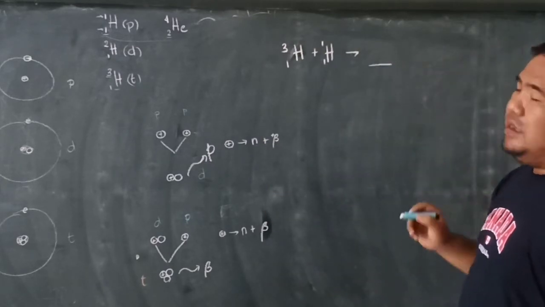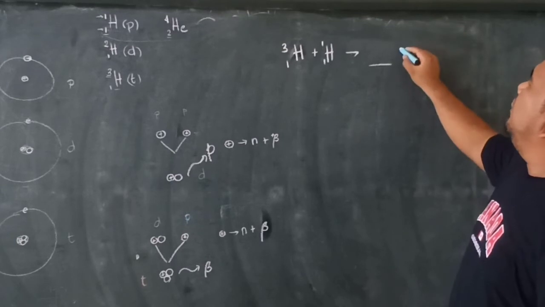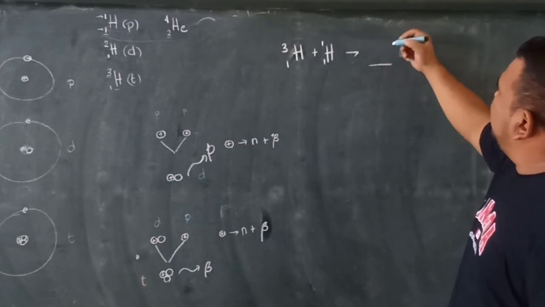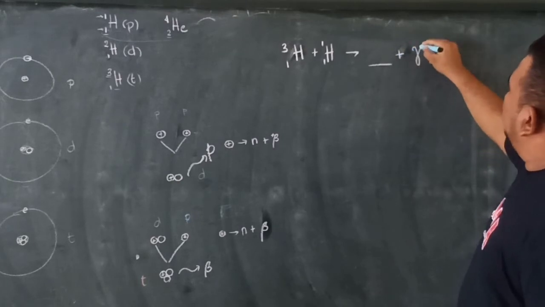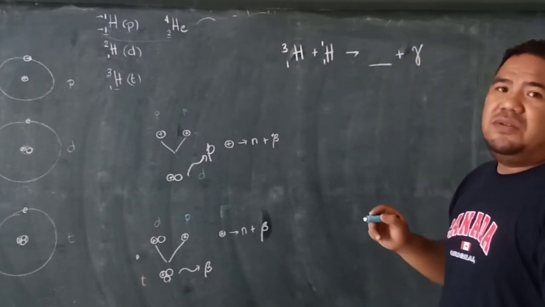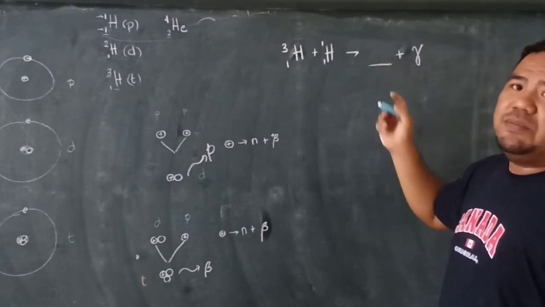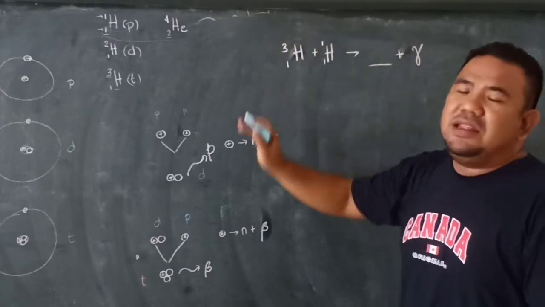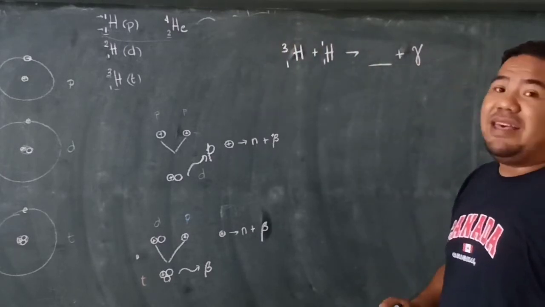So what will it give? What element will be given? Plus what element, plus energy, gamma radiation. So what energy is produced here? What element is produced here? So let us convert this nucleosynthesis equation into a mathematical equation.